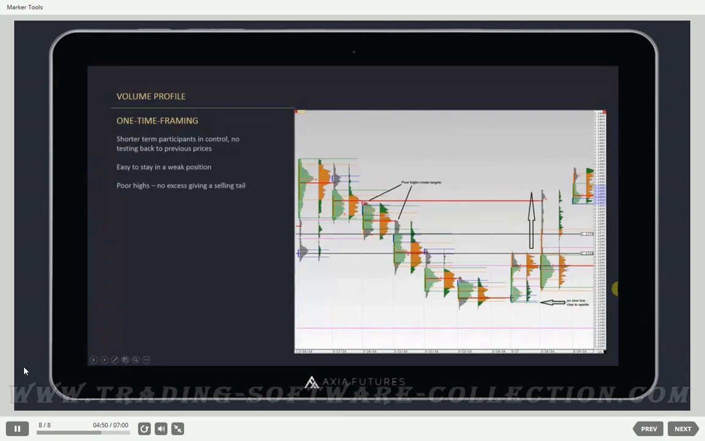You've also got some poor highs. What is meant by a poor high is you don't see any excess. You want to see at a high a tail. This is what you get here, that indicates a high. You see that selling comes in at the high. We're not seeing any excess on all of these days, and that is quite a bad thing. So there again, they become targets. Once the one time framing ends, which we get on this breakout, then you've got some pretty clear targets for your trade.